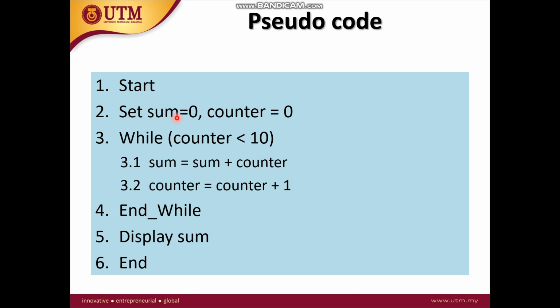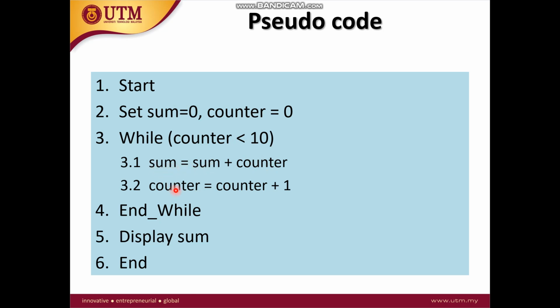Then set sum equals to 0. So the summation of those 10 numbers is 0 before we have started anything. Okay, we haven't started anything, so it's 0 and the counter is 0. So while the counter is smaller than 10, we are saying the new sum equals the old sum, which was 0, plus counter. So the counter is 0 and the sum is 0, so the result is going to be 0. The summation is 0.